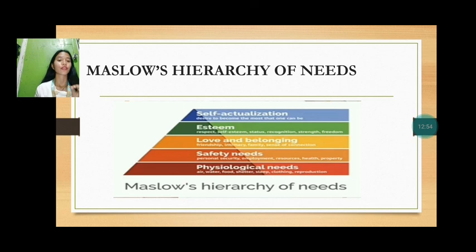Okay, so the third one is love and belonging. We want to be close with family and friends and belong to a society. If we feel loved and that we belong, it will motivate us to live positively. It motivates us to develop our relationships and cooperate with others.